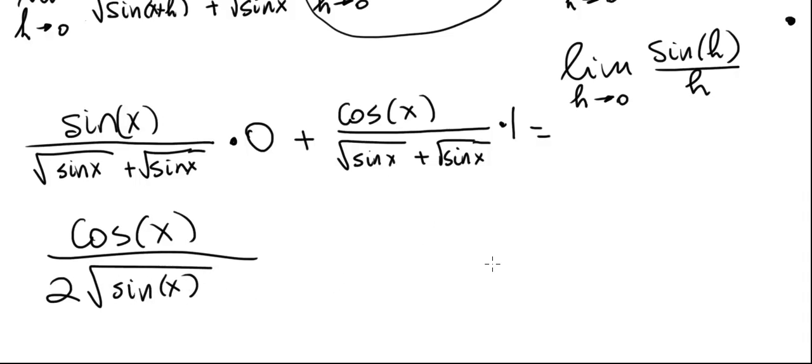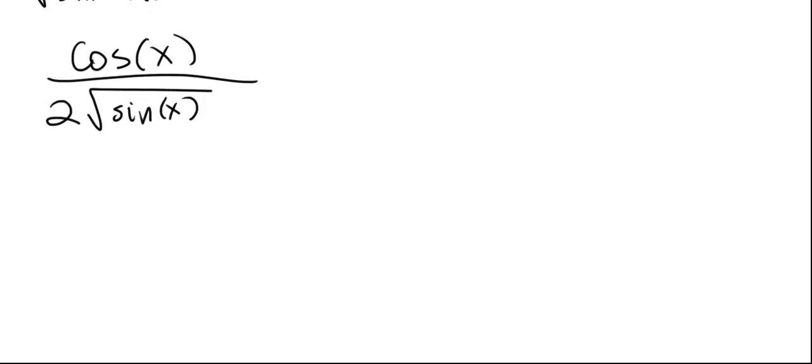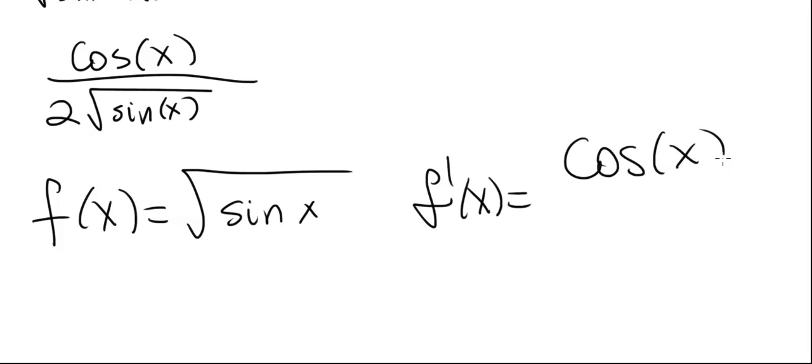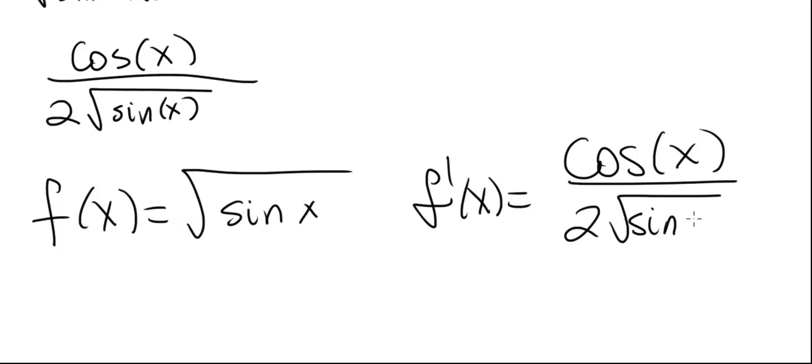So let's summarize what we've done. We just used a slightly different way to take the function f of x equal to the square root of sine of x and show that its derivative is equal to cosine of x divided by 2 times the square root of sine x.